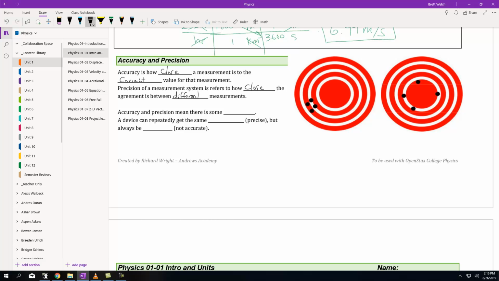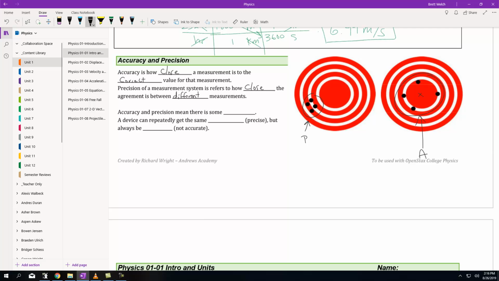In other words, if I take the same measurement multiple times, will I get the same thing? That right there is precise. So we'll put a P there. And this right here, because they're all close to this middle value, this is an example of accuracy. What we really want is both.